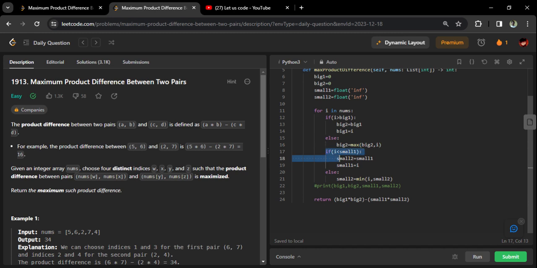Same is the case for the smaller ones also. This is what we are doing. I will check if I is smaller than small one. If that is the case, I will transfer small one's value to small two, and then update small one to the current value of I.